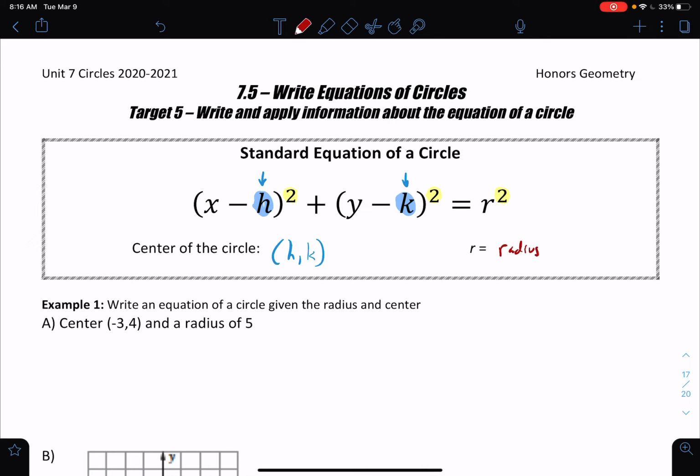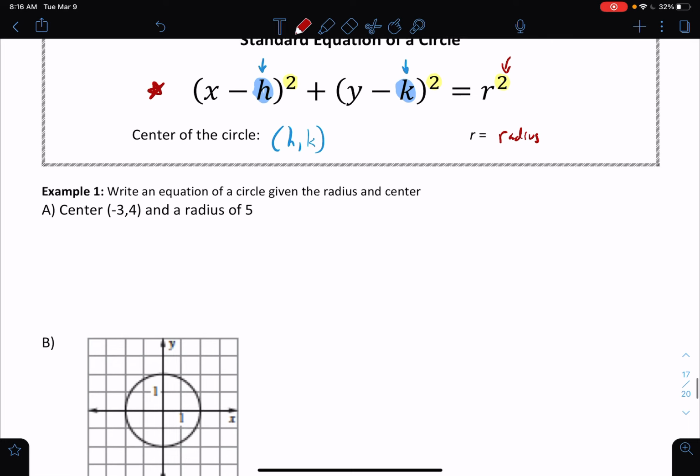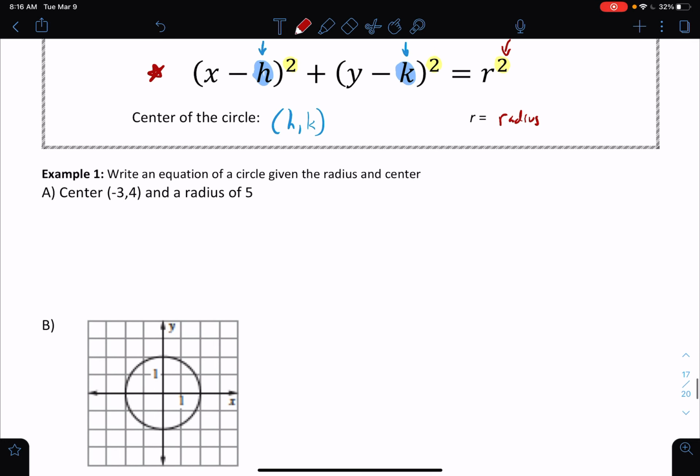Now, a couple issues I always see every year is that the radius value forgets to be squared, or if I give you the equation of a circle and you need to find the radius, you need to take the square root of that number. Okay, so this is definitely a key formula to put on your note card and make sure you understand what each part is. Okay, so let us write an equation given the radius and a center.